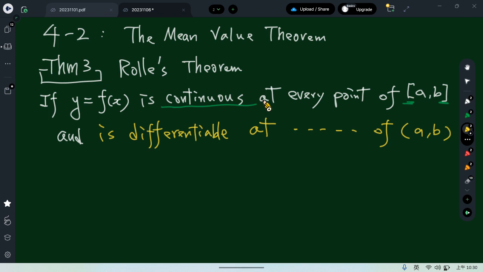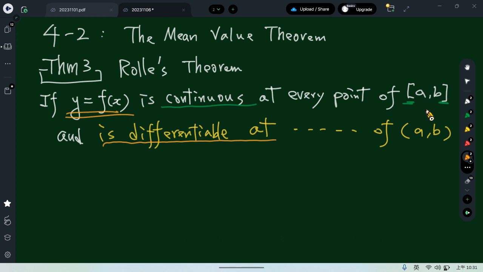So you will frequently see this situation for the later theorems. We will just focus on the function. It is a continuous function at every point of a closed interval from A to B, but differentiable at every point of the open interval from A to B. So not including the endpoint. We don't need to care whether it is differentiable at the endpoints or not. We just focus on the interior.